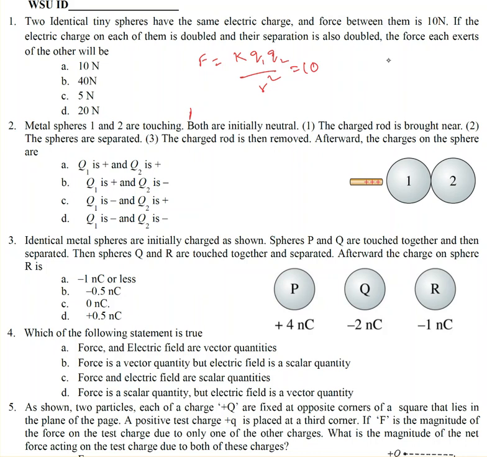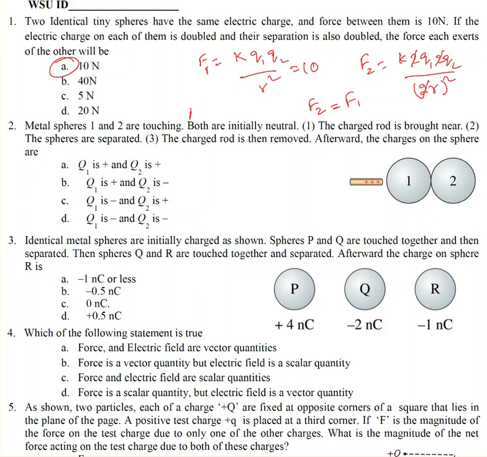Now Q1 is doubled, so let me take this as F1. Now F2 equal to K times 2Q1 2Q2 over distance is also doubled, 2R square. Is that right? So F2, can I say that 2 get cancelled? 2 square, which is 4. So 2 times 2, which is 4, divided by 4, they get cancelled. Can I say F2 is same as F1? So that must be 10 Newton.